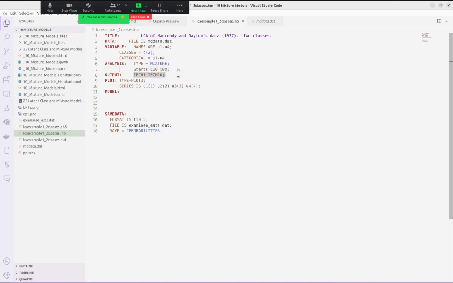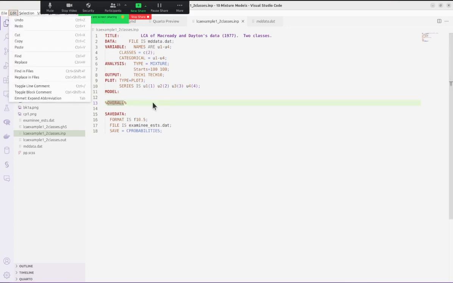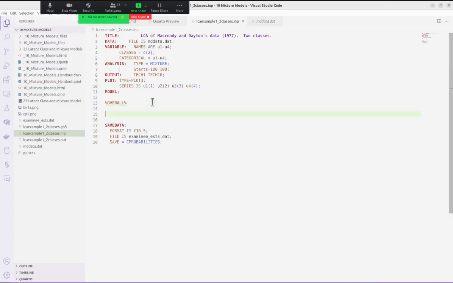We're also going to output some statistics, Tech 1 and Tech 10. I'll talk about those in just a bit. And to plot things, we can plot variables this way. But here, this is where the model itself, if we were to form the model, it would look something like this. Overall, in the model statement, you can put an overall model in. Now, this is your model across all the classes.